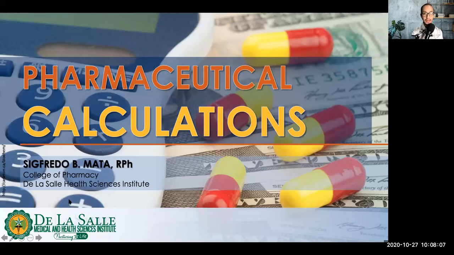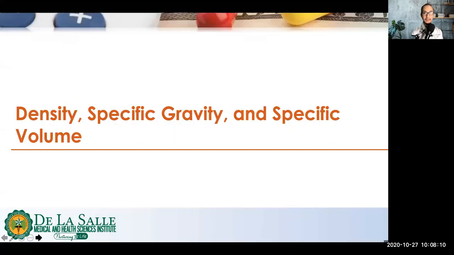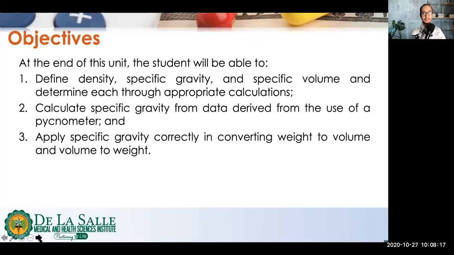Okay, so for our next topic, we have density, specific gravity, and specific volume. Okay, ayan. So here are the objectives for this lesson. To define density, specific gravity, and specific volume and determine each through appropriate calculations. To calculate specific gravity from data derived from the use of a pyknometer and apply specific gravity correctly in converting volume to weight and weight to volume.